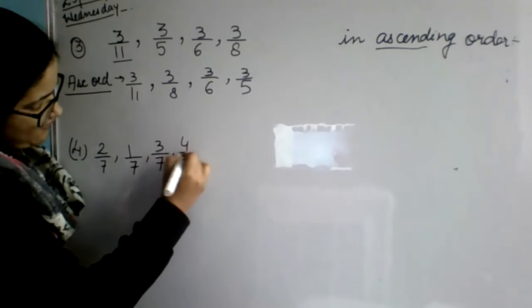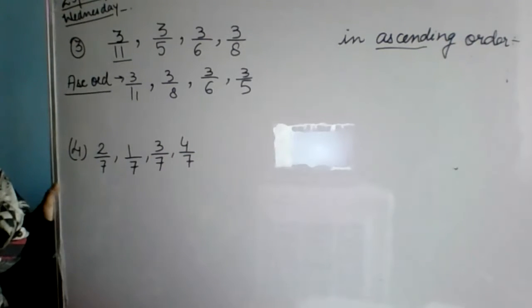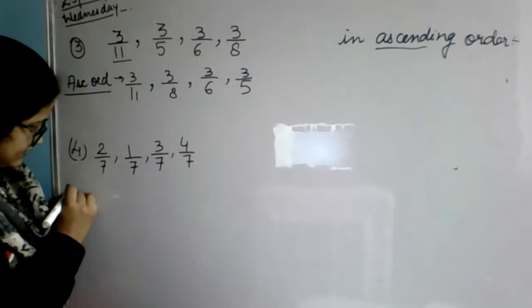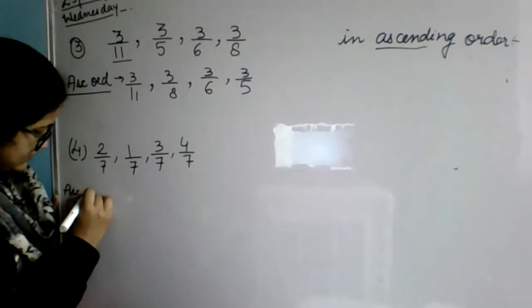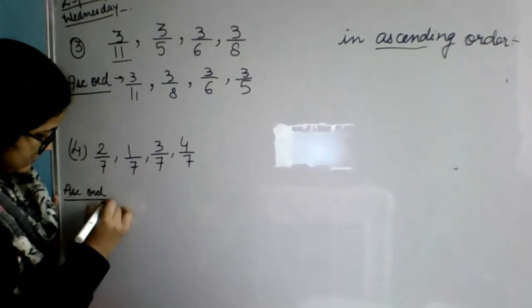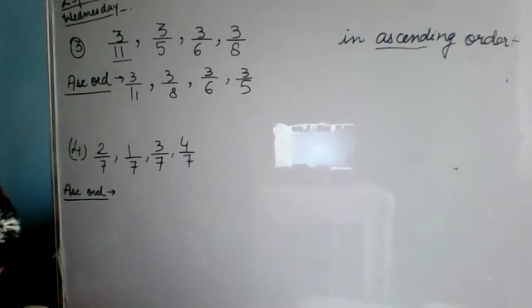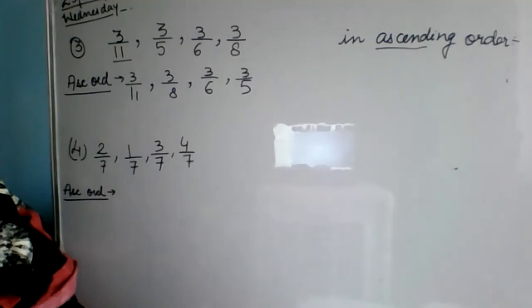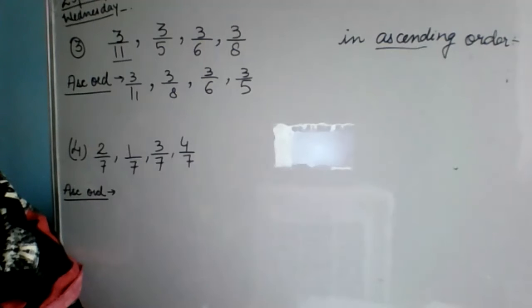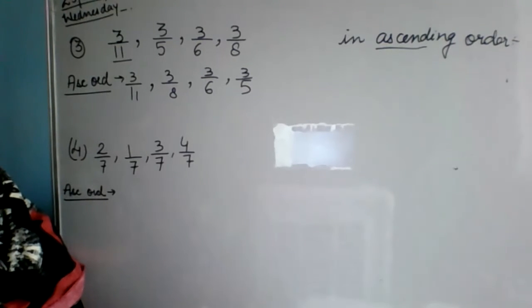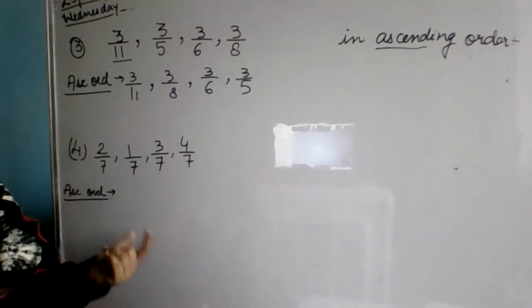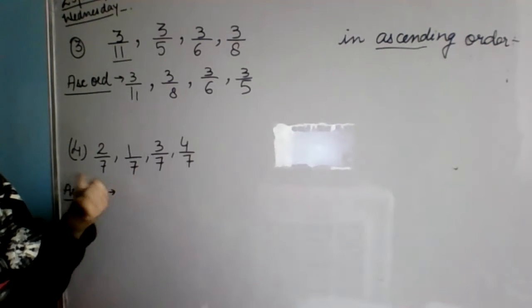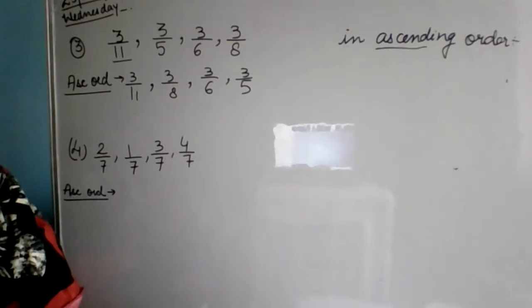Ma'am, the denominator is same. Yes, the denominators are same here. Ma'am, in this question, we have to do the same method. Where? Ma'am, in the fourth question. It is a code, yes, beta. But see whether the numerators are same or the denominators are same.